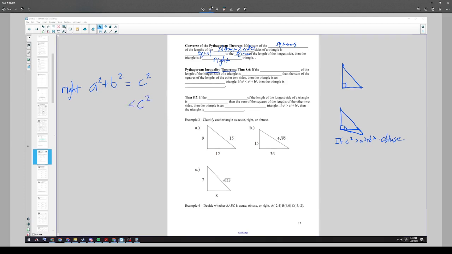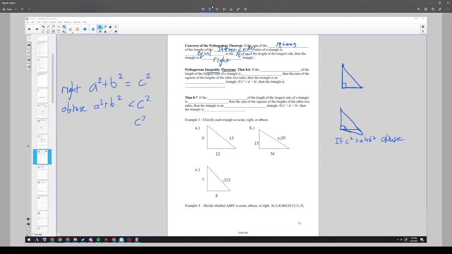So c squared is bigger than a squared plus b squared, we get obtuse. So of course that's the same as saying a squared plus b squared is less than c squared, but to me it makes more sense to think about that one single side and whether it perfectly fits these two to make a right angle or whether it's too long or too short.